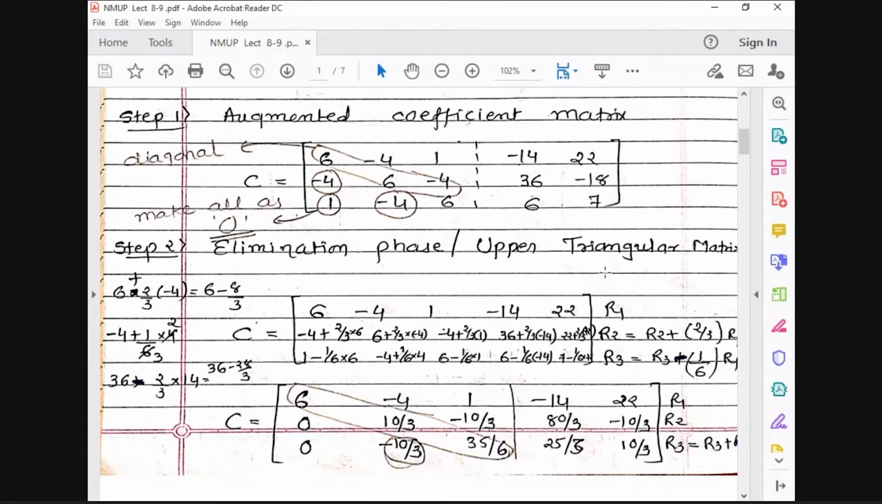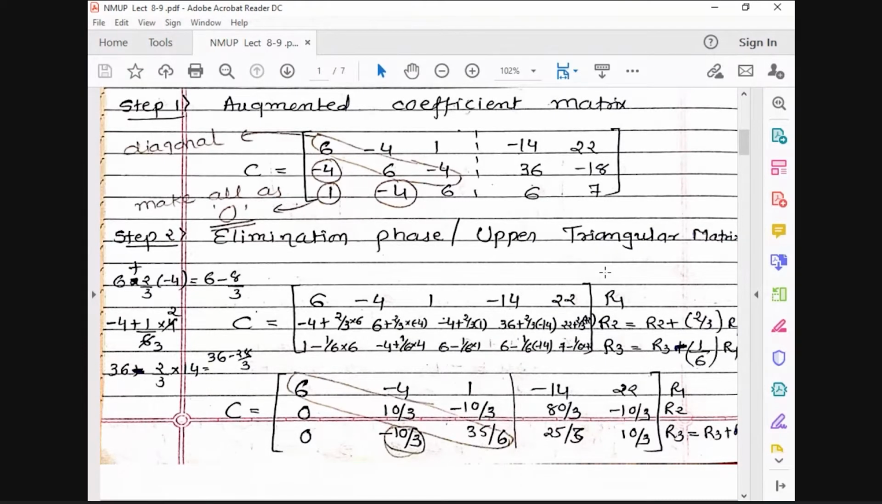By applying simple mathematical operations, we'll try to make all these equal to 0. For that, I have taken the help of the first row, R1, and with the help of R1, I made the first element -4 in the second row, and the first element in the third row, which is 1, equal to 0. Now, which operations have I used over here? In the second row, I have added the row 2 elements with the row 1 elements multiplied by 2 by 3. Okay.